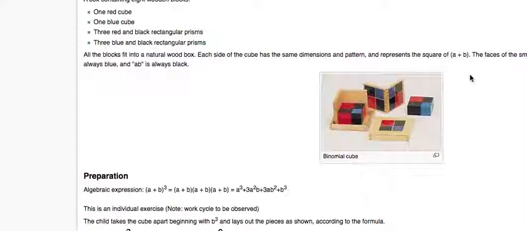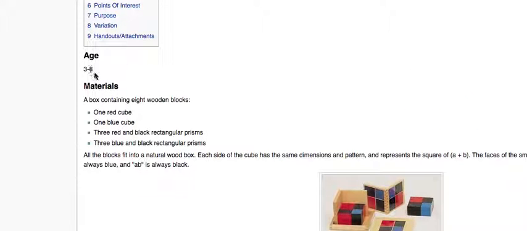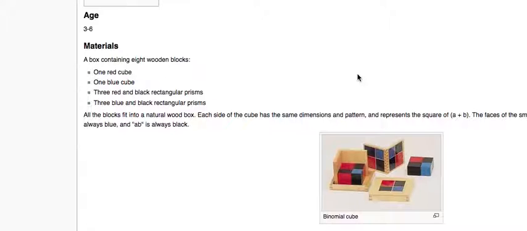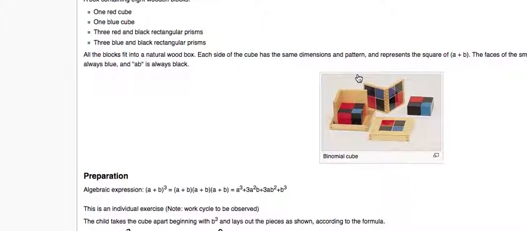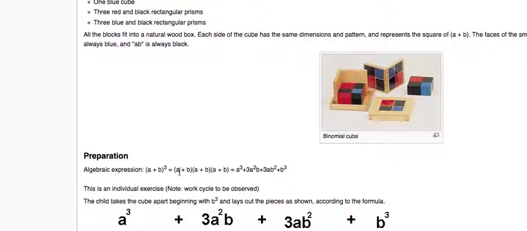Binomial cube. So this is the toy, I say toy, it's more like a math learning device. And it's given to between 3 and 6-year-olds in the school. So just 3 and 6-year-olds are given this A-level maths to do, except they never tell them that, they just get on with it. And there's the binomial cube itself, if you can see that.